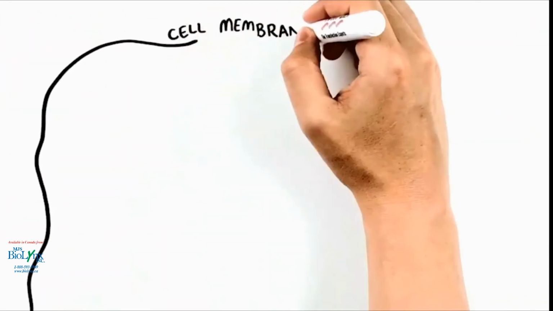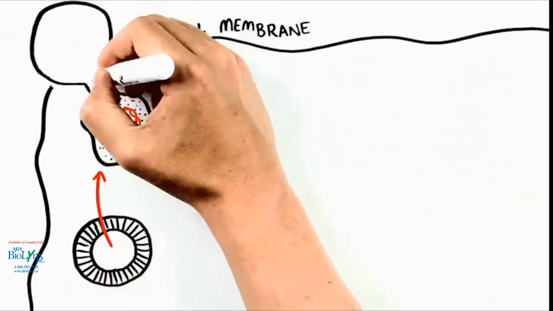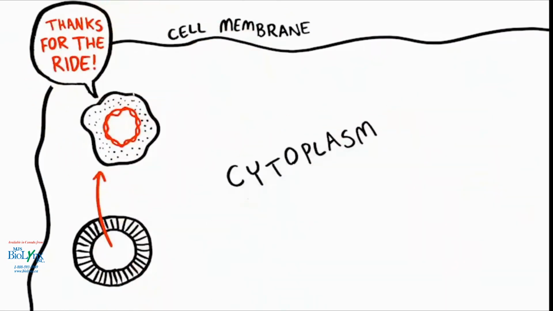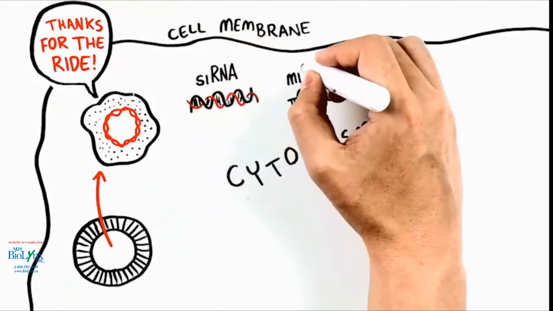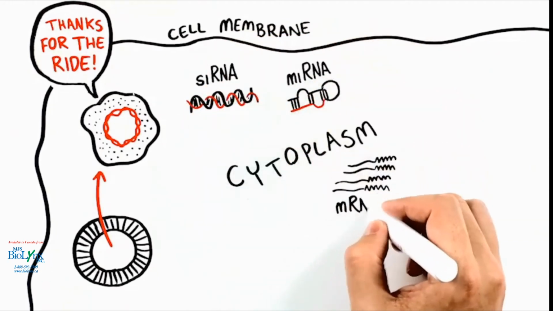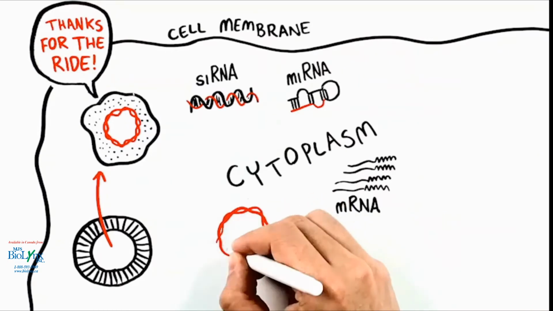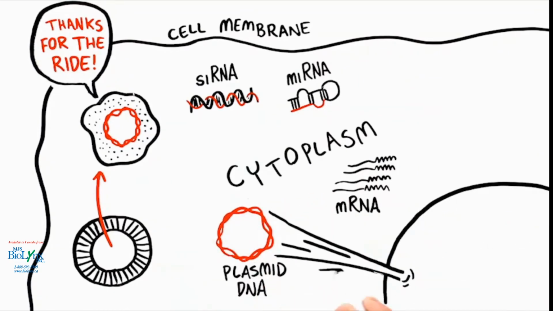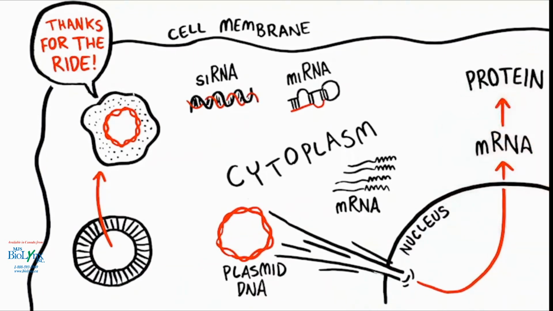The transfection complex must then escape the endosome's acidic environment and be released into the cytoplasm. Nucleic acids such as siRNA, microRNA, and mRNA can function right here, whereas plasmid DNA must be shuttled into the nucleus for transcription into mRNA to eventually produce target protein.